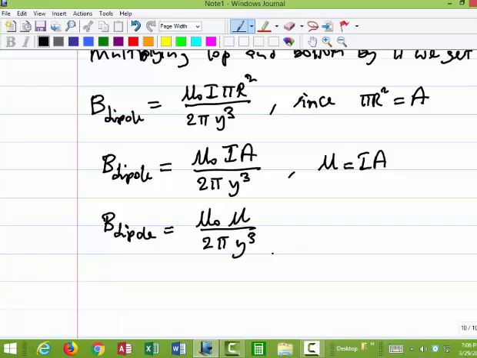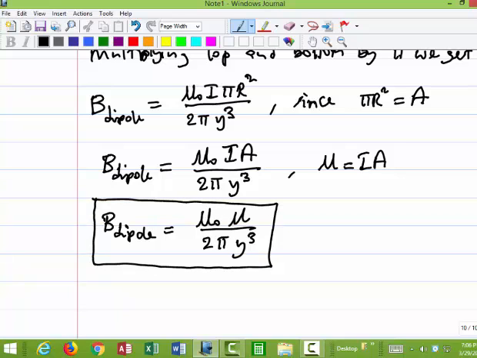Now, if you want to look at it the same way as in your text, you can multiply both top and bottom by 2. Your text has an extra 2 on it, but you can just multiply the top and bottom by 2. That gives you the same result. Any questions on that? So this is the magnetic field of a dipole.